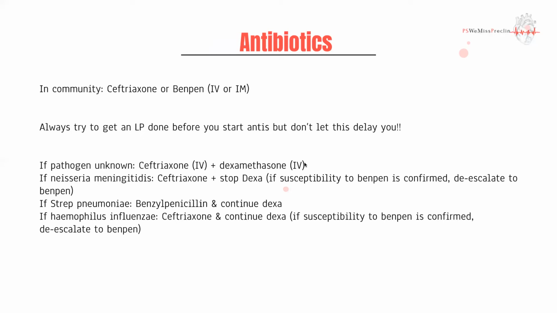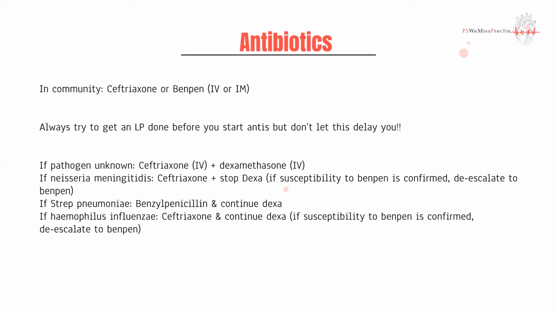So moving on to now antibiotic therapy. So if this patient was coming to their GP, ideally, we'd like to wait before we can get an LP and some cultures before we give them antibiotics. But if that can't be done, or if we don't have those facilities, we might give something like ceftriaxone or benpen, which can be given both IV or IM, and that's convenient for the GP to give. Always try to get an LP and cultures done, but if you can't get one done, please don't let this delay your treatment. You still want to give them antibiotics as soon as possible.